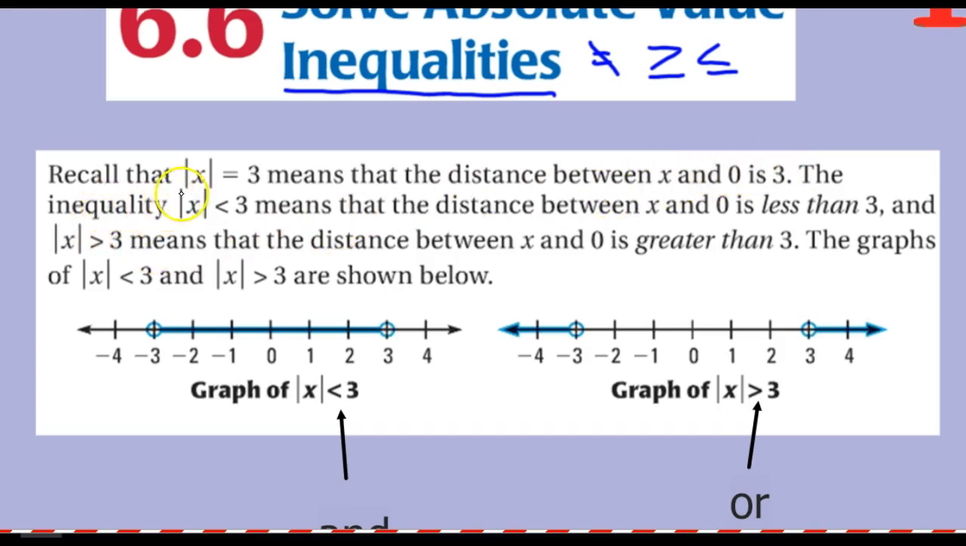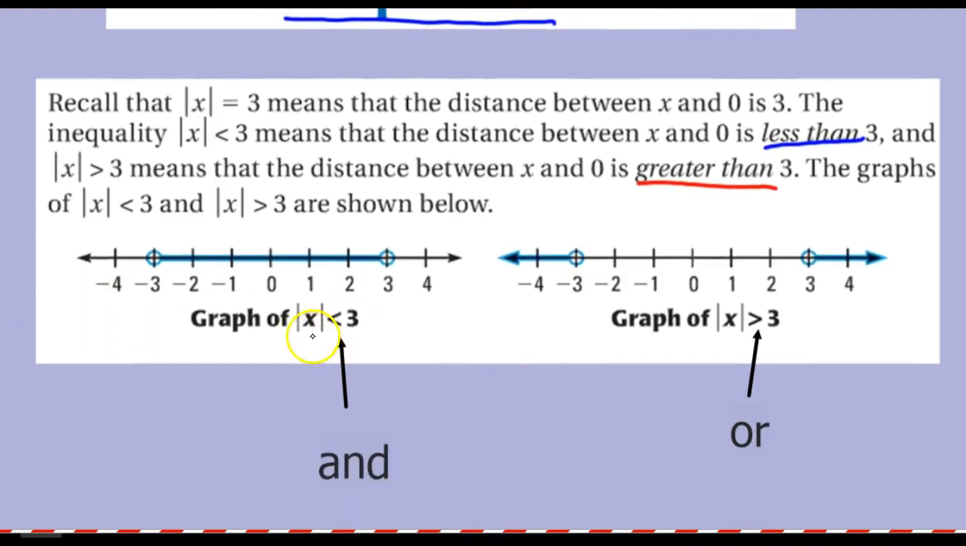The inequality, the absolute value of x is less than 3, means that the distance between x and 0 is less than 3. And the absolute value of x is greater than 3 means that the distance between x and 0 is greater than 3. So these graphs are shown below.